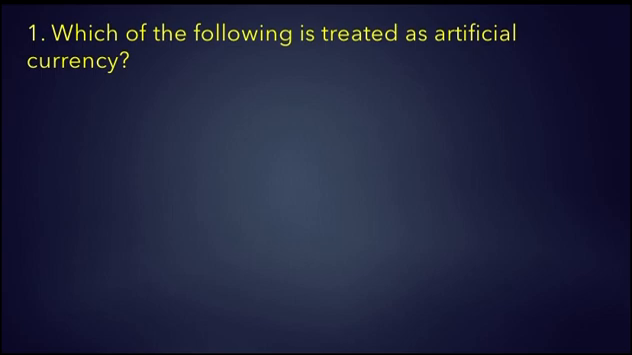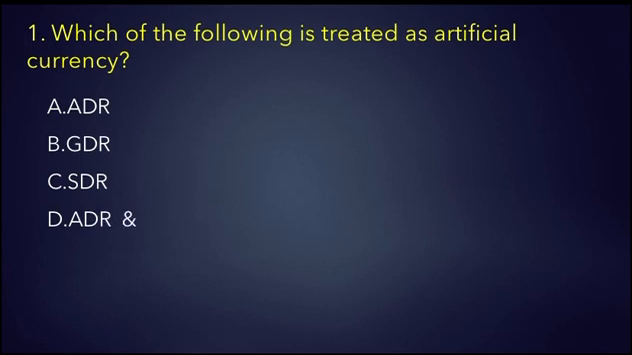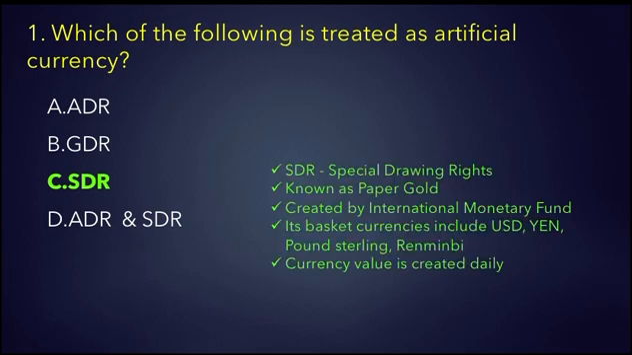Which of the following is treated as artificial currency? We have options A. ADR, B. GDR, C. SDR, D. ADR and SDR. The right option is SDR because SDR refers to special drawing rights.